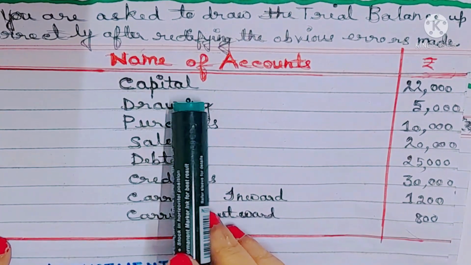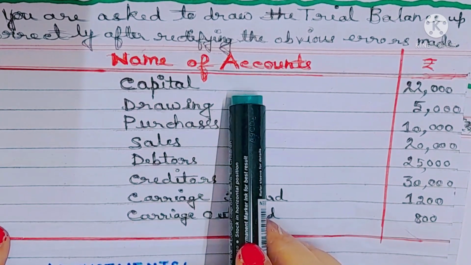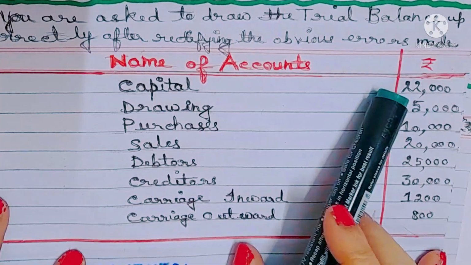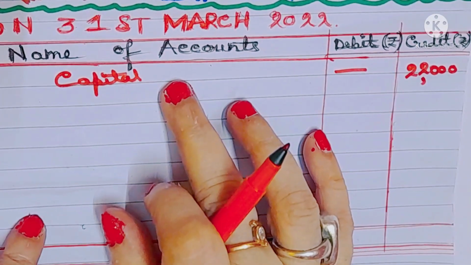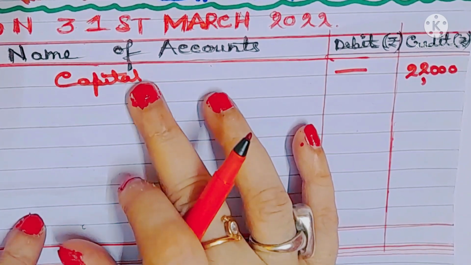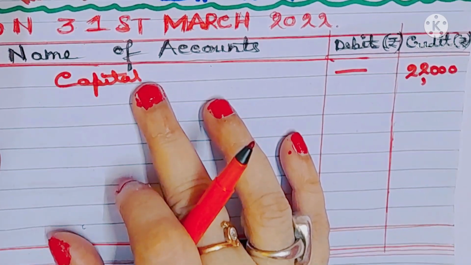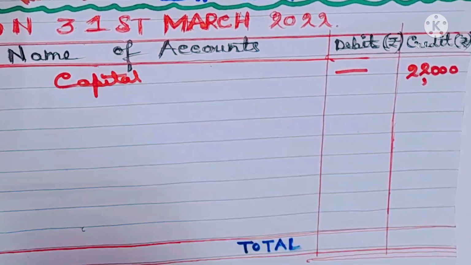So what is the first account? Capital 22,000. There is no adjustment for capital, so we can straight away write capital 22,000. Why is capital credit? Because capital comes under personal account. According to personal account, the giver of the benefit is credit. Here the proprietor is the giver of the capital. Okay, let's see the next account.